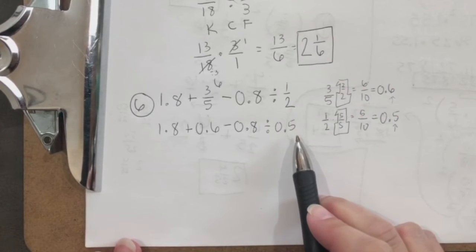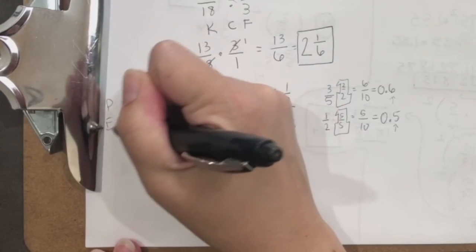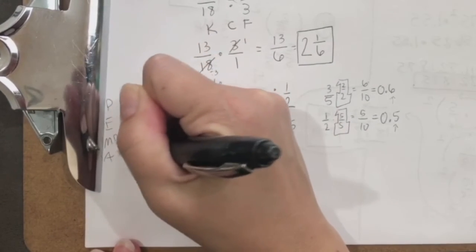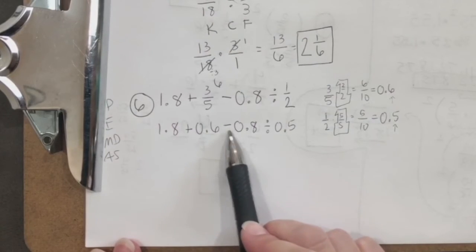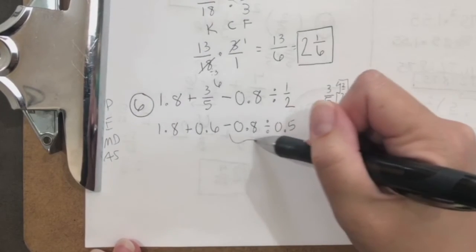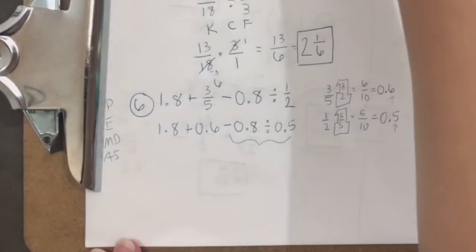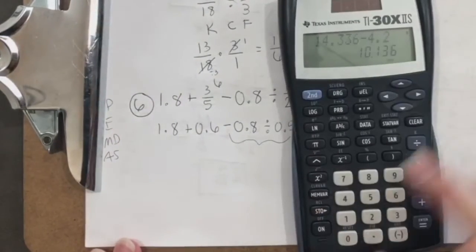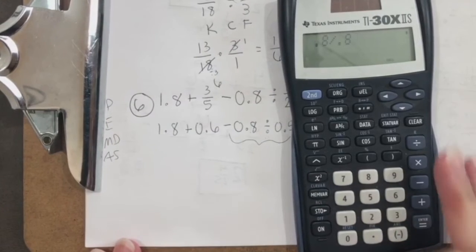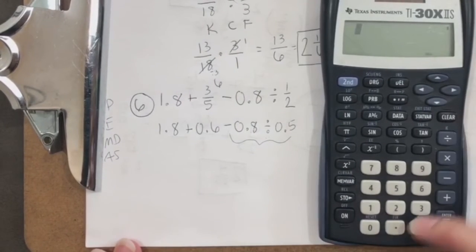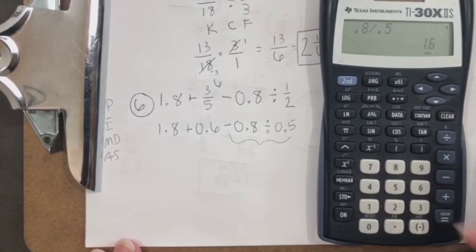Let's go ahead and look at PEMDAS. This is addition, this is subtraction, this is division. So we've got to do this one first. So 0.8 divided by 0.5. Oops. 0.8 divided by 0.5 is 1.6.